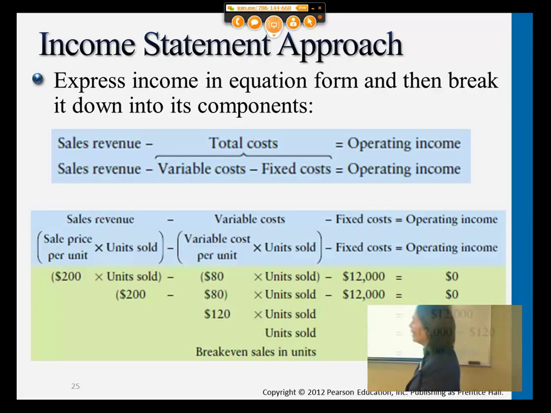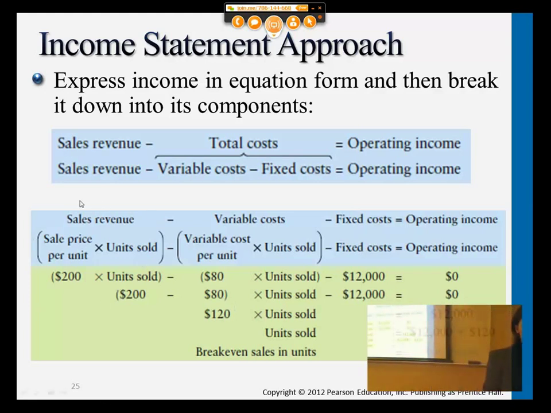We just figured out the equations, right? My sales revenue minus total cost is my operating income. Now my total cost, we know, has two components, variable and fixed. So now my operating income becomes sales revenue minus variable cost minus fixed cost, still operating income, okay? So let's look in detail. What are we doing here?